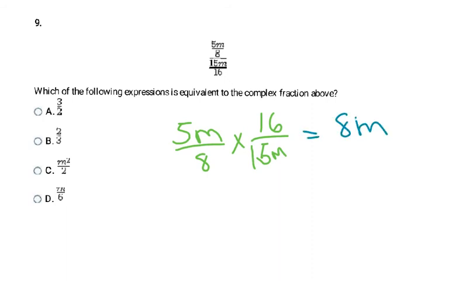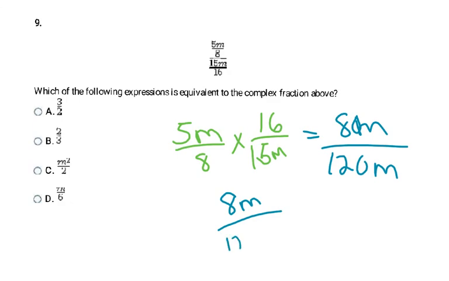And then 8 times 15m is 120m. And so now I just need to simplify that fraction. Well, I see that they both end in 0, so I'm going to divide out 10 of both of them. So 80 divided by 10 is 8m. And then 120 divided by 10 is 12m. And then to reduce that, the m's cancel, and 8 over 12 reduces to 2/3, and that makes my final answer B.